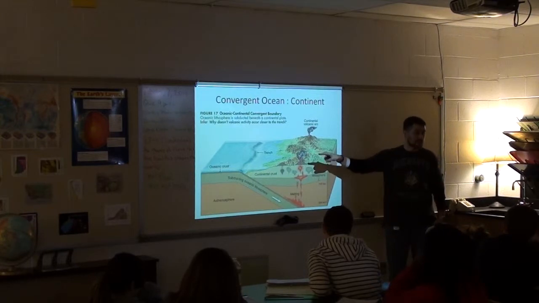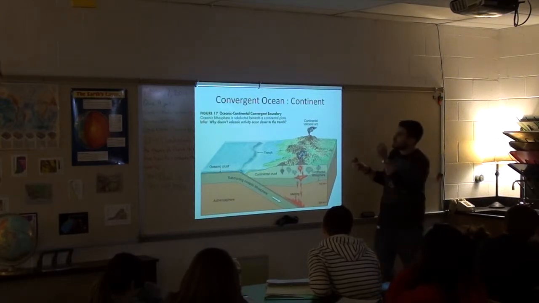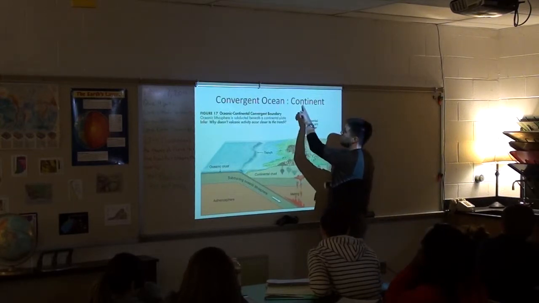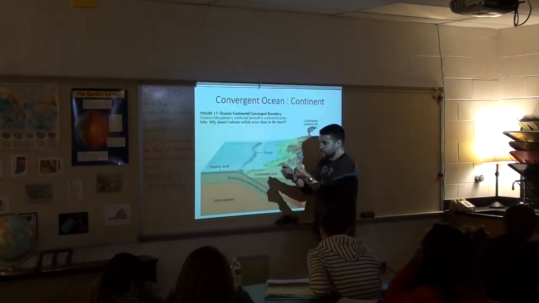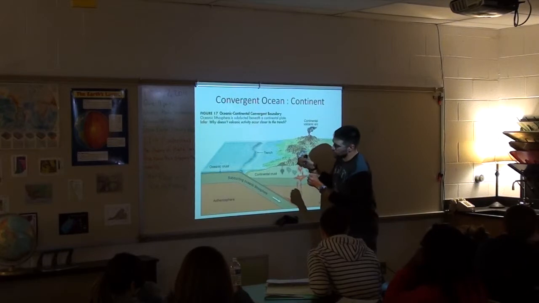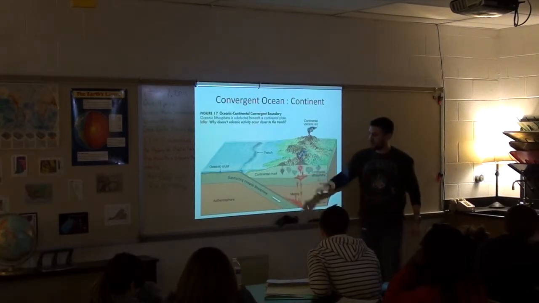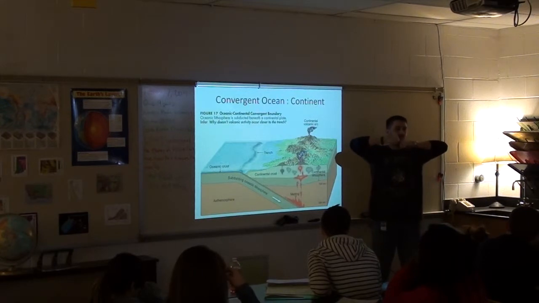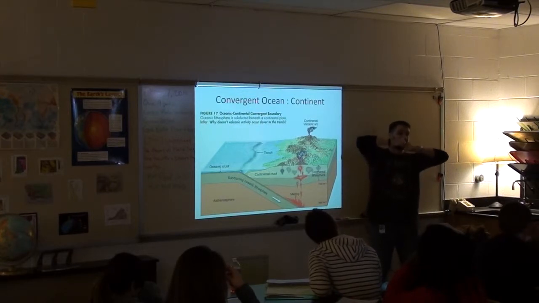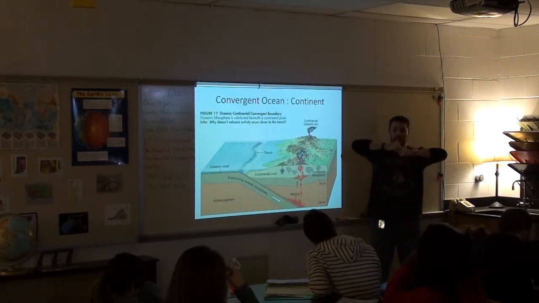We've got Japan. Now, this is ocean to continent. Okay, we have oceanic crust moving in this direction. We have continent crust moving in this direction. The oceanic crust versus the continent crust is going to come together like this. Now, why is the oceanic crust lower? Because it's more dense. It's sinking heavier in the asthenosphere.